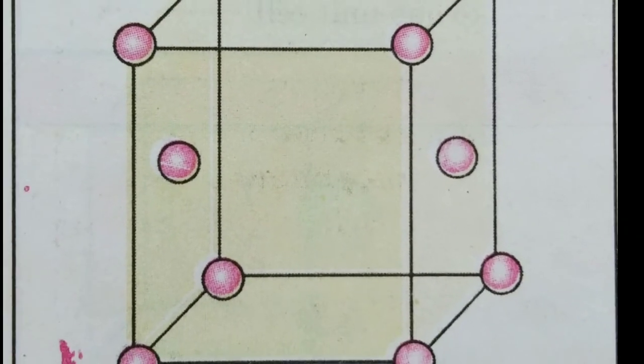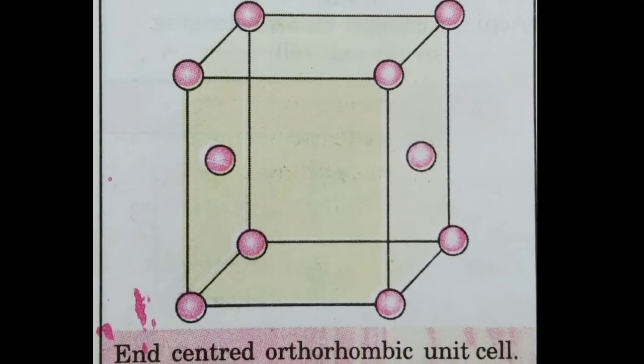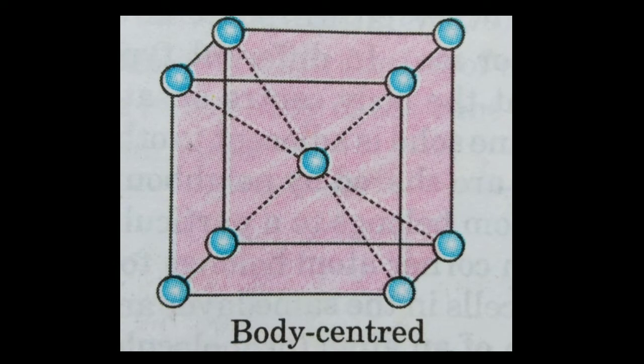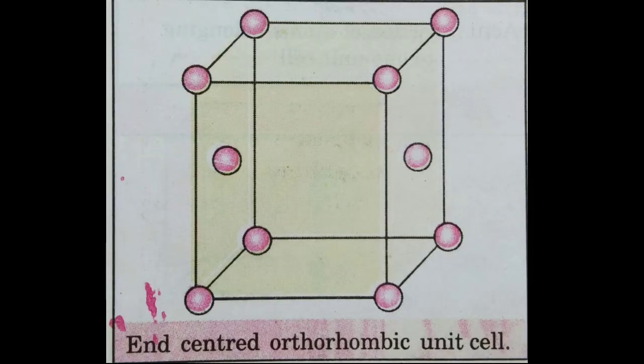So the centered unit cells are of three types: face-centered unit cells, in which the points are present at the corners as well as at the center of each face; body-centered unit cells, in which the points are present at all the corners as well as at the body center of the unit cell; and end-centered unit cells, in which the points are present at all the corners and at the center of two opposite faces.